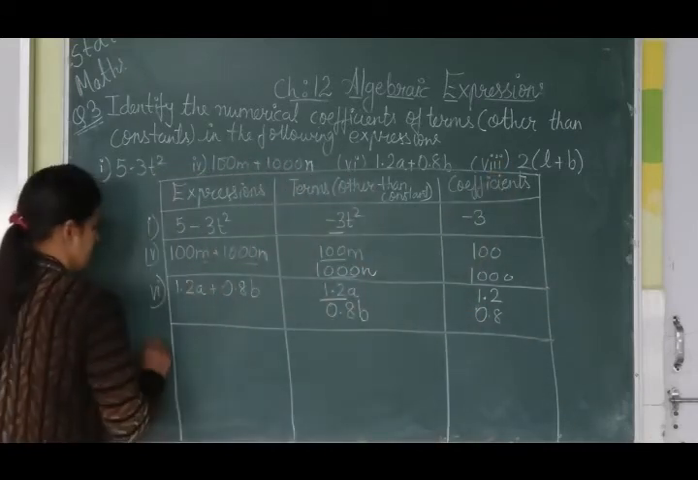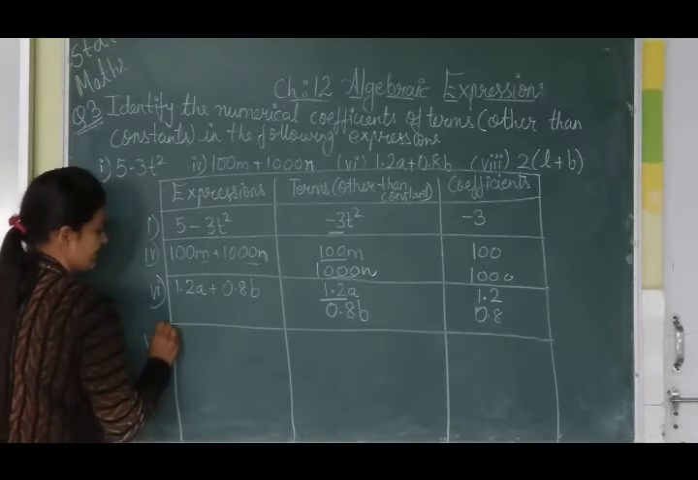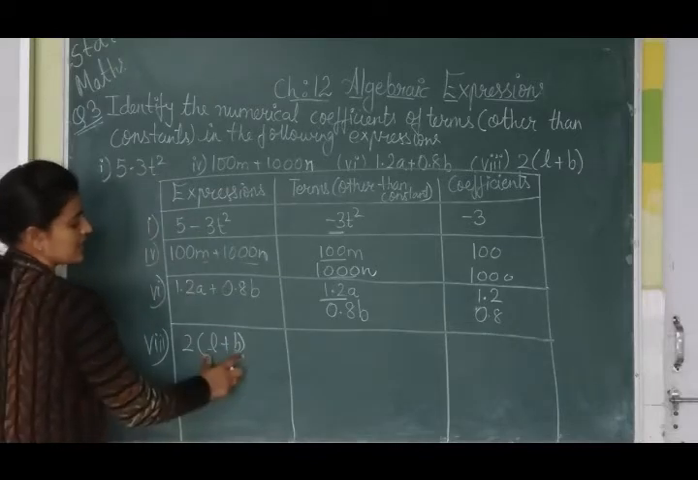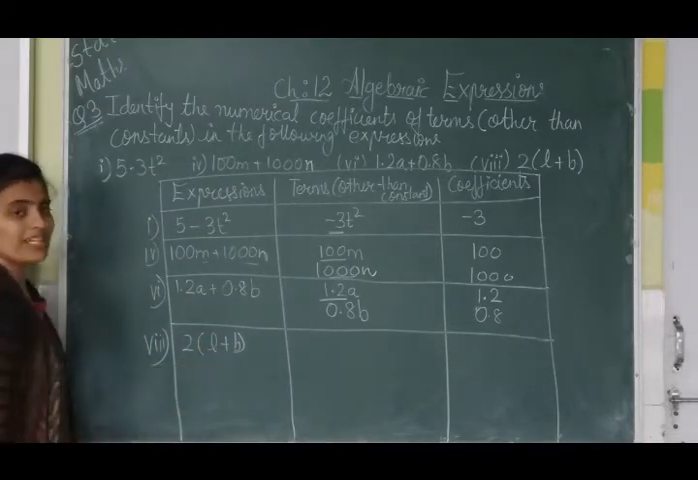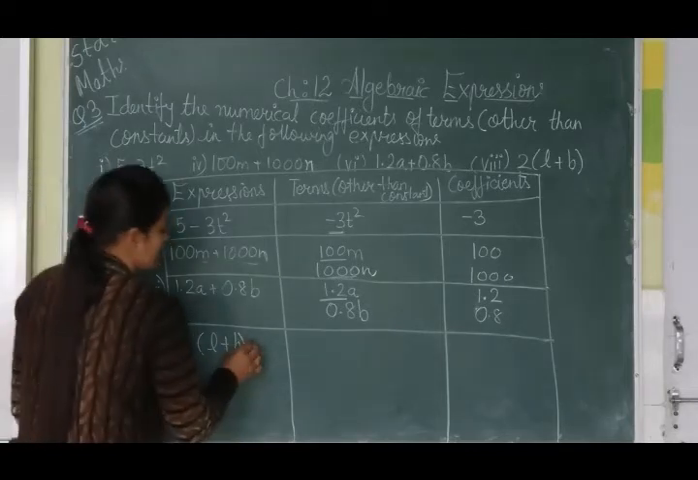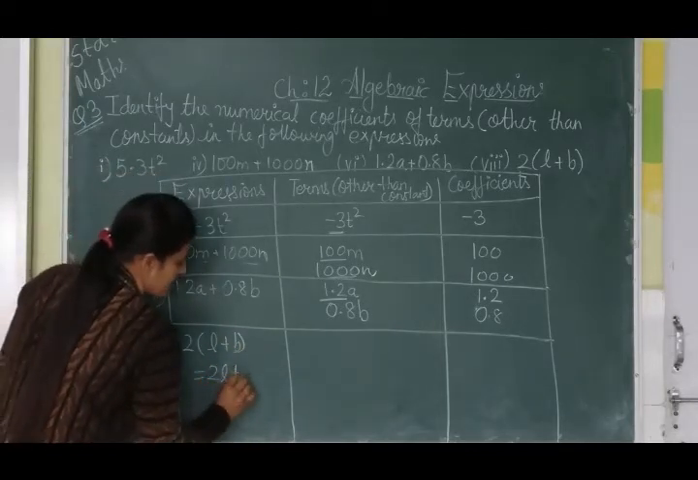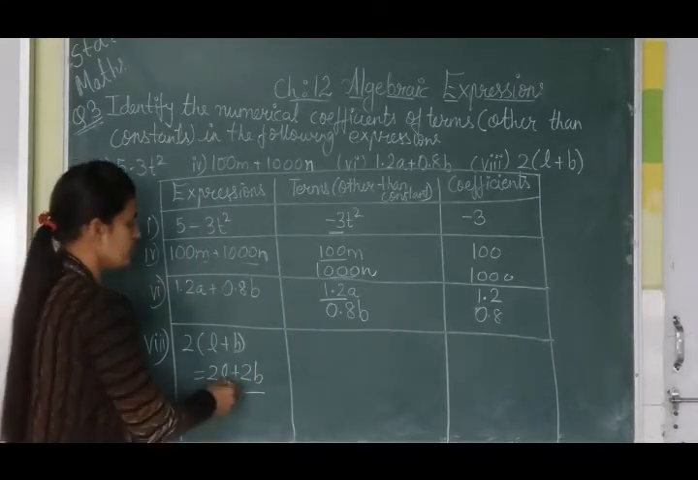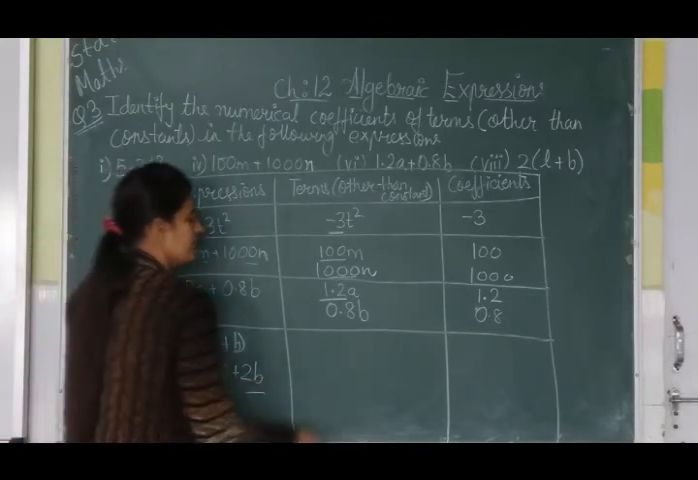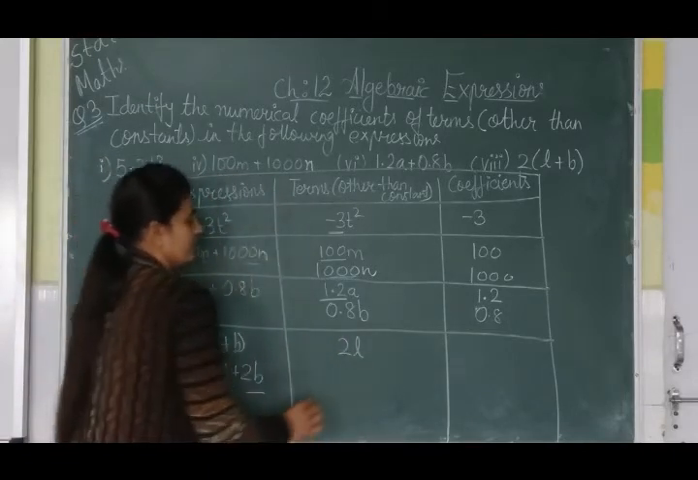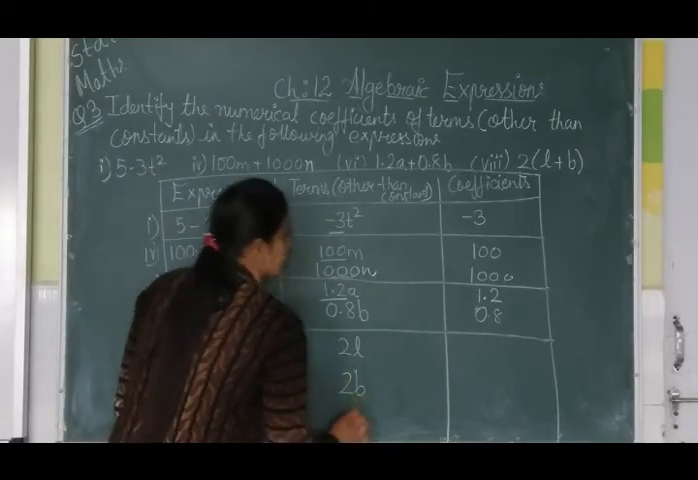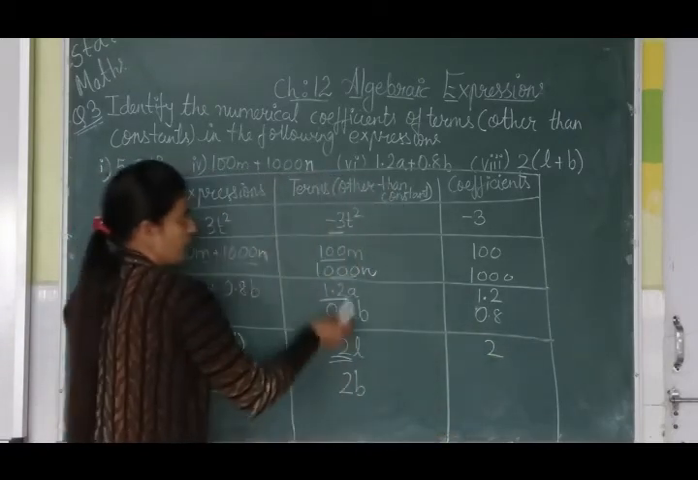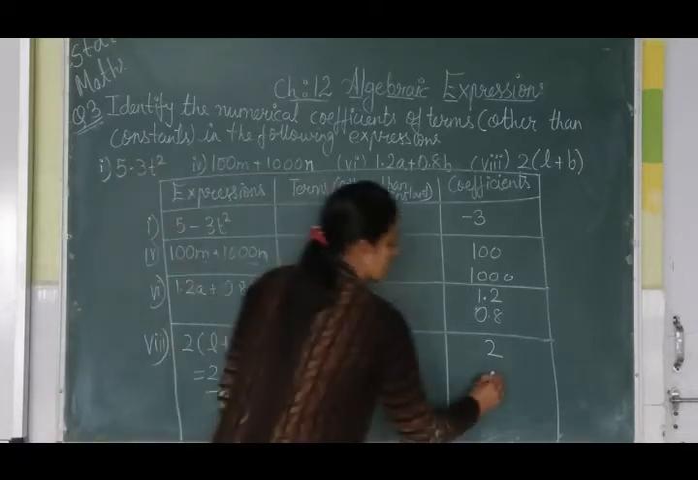Now here it is 2(l plus b). You can see it is in brackets, so 2 is to be multiplied with both l and b. So this can be written as 2l plus 2b. Here you can see we are getting two different terms, both having variables, l and b. So 2l will be the first term and the second term 2b. Now the coefficient for 2l is 2, and for 2b, 2 is the coefficient.